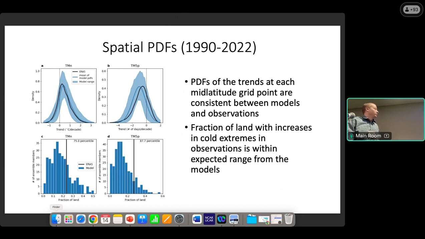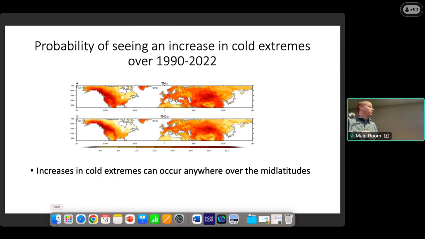Of course, this metric isn't really saying much about where these cold extremes occurred. We can also look in the models to see where these increasing cold events occur, and they can basically occur everywhere over the latitude. So at each grid point, there's maybe a 10 to 30% chance of seeing an increase in cold extremes, depending on where you look.